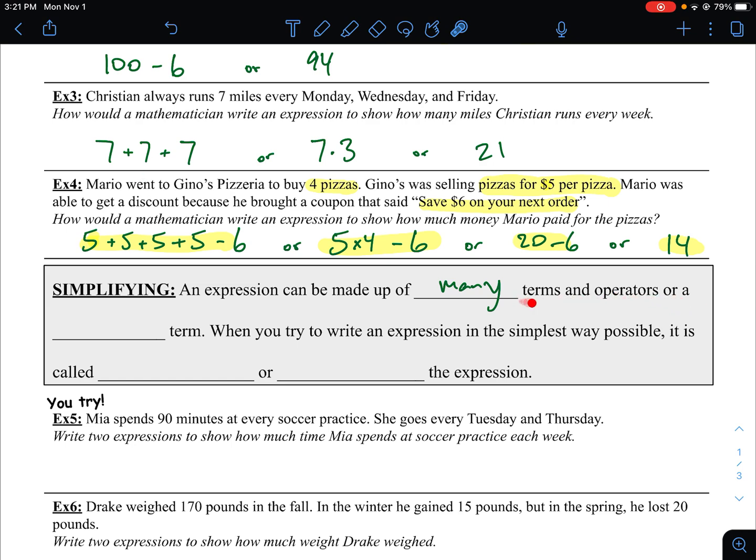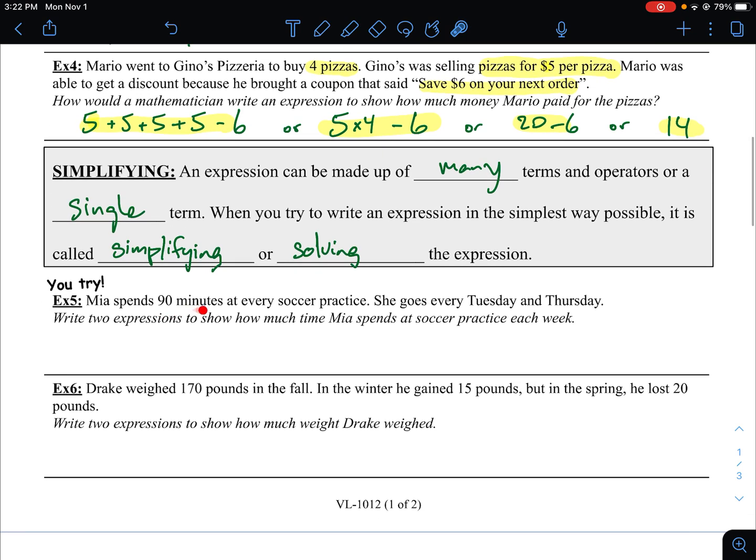Or it can be made up of a single term, like 21 is a term. It's just one number, though. 94 is a term. It's one number. 14, same thing. When you try to write an expression in the simplest way possible, it is called simplifying, or solving the expression.